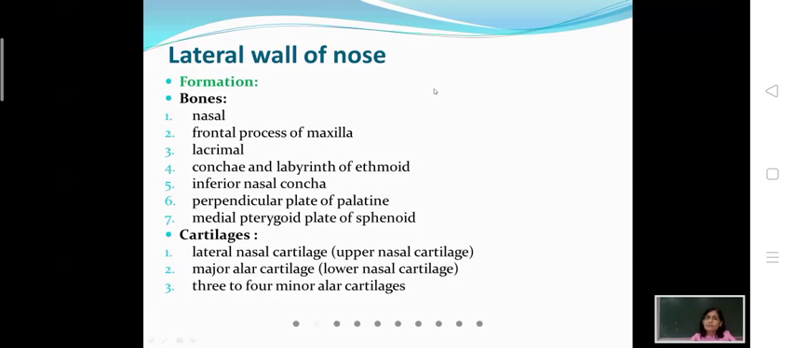What are the cartilages? Lateral nasal cartilage or upper nasal cartilage, major alar cartilage or lower nasal cartilage. It is the same alar cartilage which was forming the septum, which was forming the external nose, major alar cartilage, and 3 to 4 minor alar cartilages. Now we will see about it.